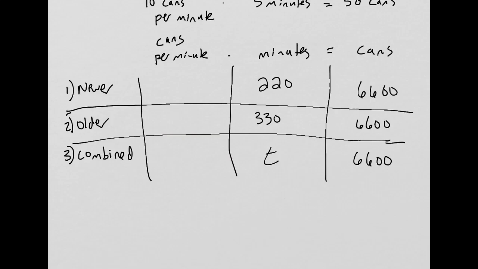Since I don't know how fast the newer machine is working, I'm going to call that X. The older machine, I have no idea how fast that one's working, I'm going to call that Y. And then their combined rate would be whatever X is plus whatever Y is.